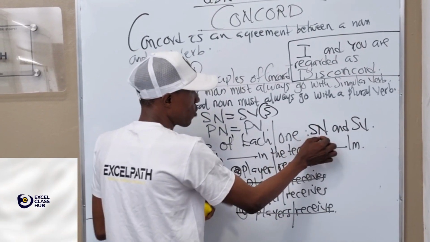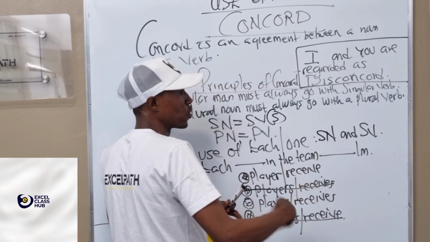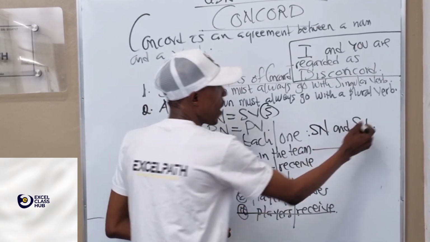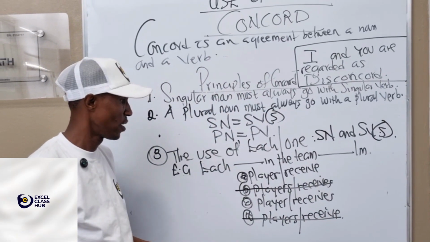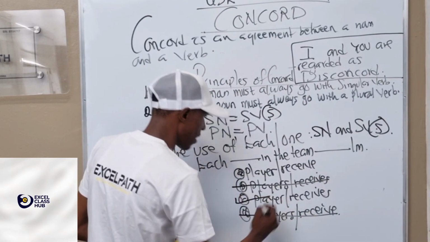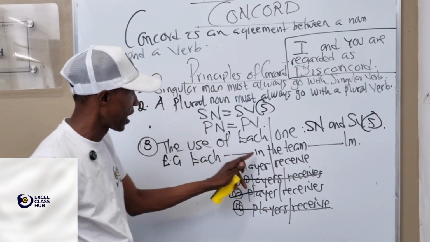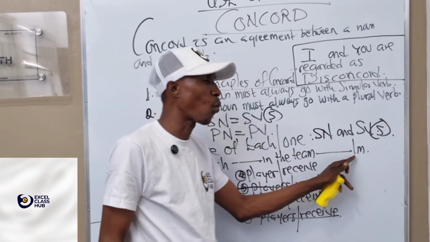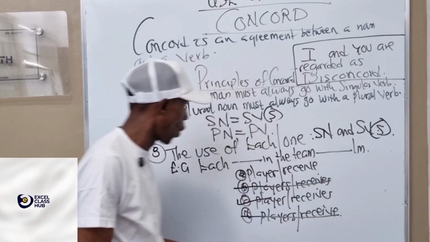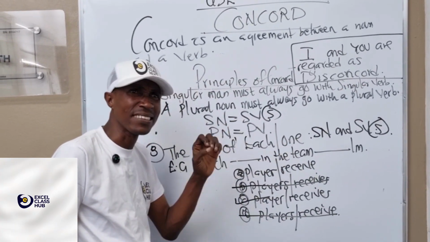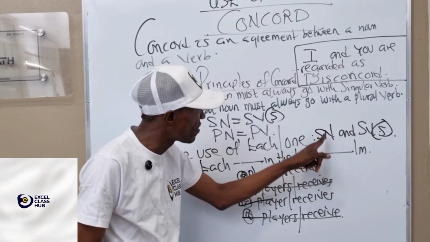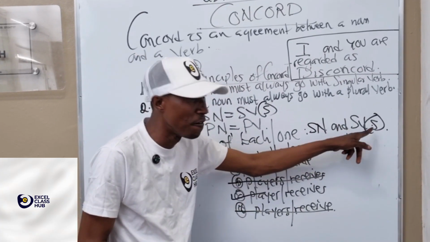Now from there, we have gotten our singular noun. We want to know our singular verb. And we have been told that our singular verb must carry what? S. So from here, the correct answer is each player in the team receives 1 million naira. So whenever you see each or one being asked in a question, it goes with singular noun and singular verb.